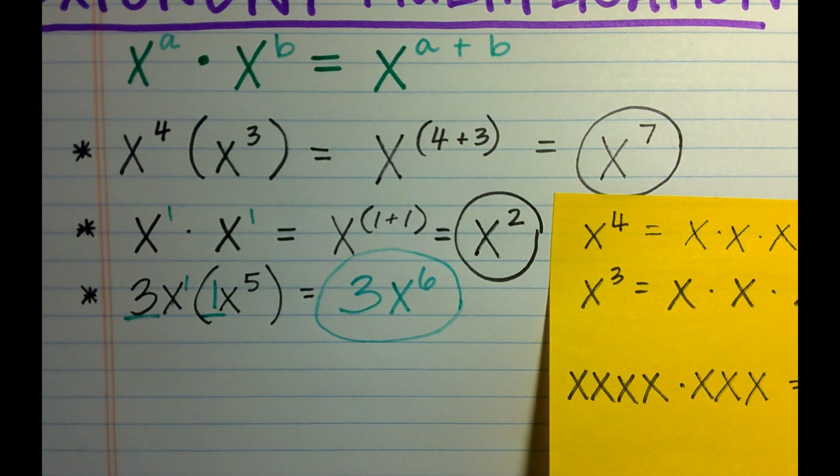But there are a few examples of our exponent multiplication. Basically, you just add those numbers, and that gives you your answer.